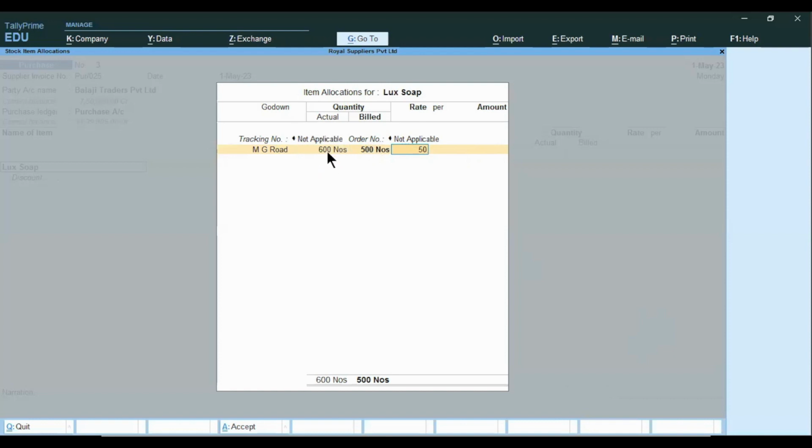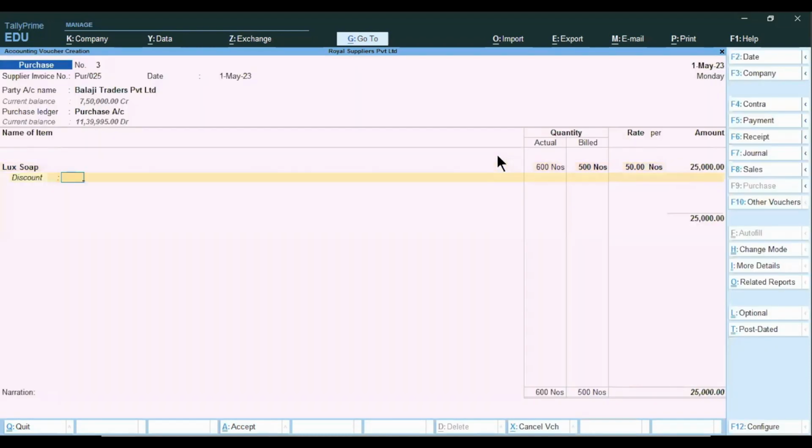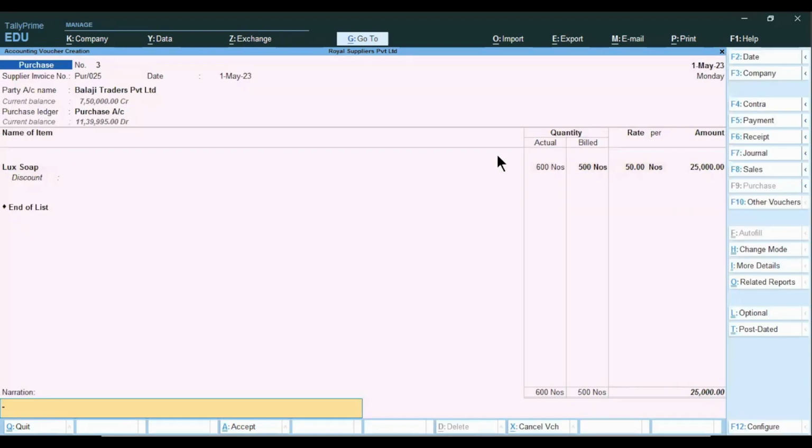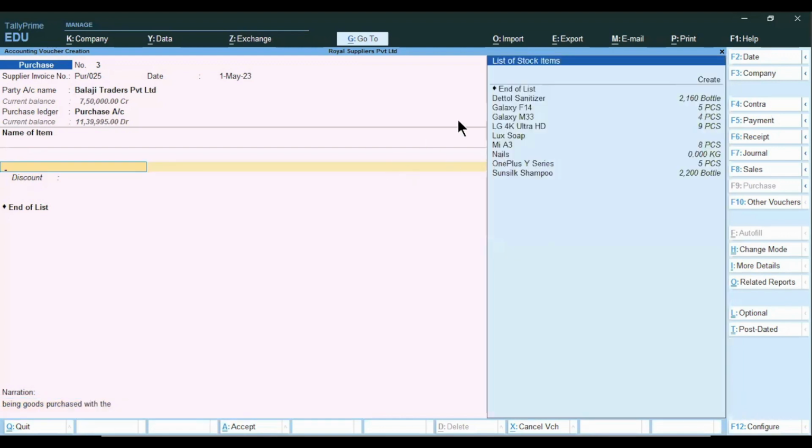We have received one quantity extra for every 5 items. So 500 goods are billed at the rate of 50. So total amount of the invoice will be 25,000. Enter. Enter. No discount available. Enter. The new number will be purchase 025. If credit days available are 30 days, enter. Enter. Being goods purchased with the scheme.